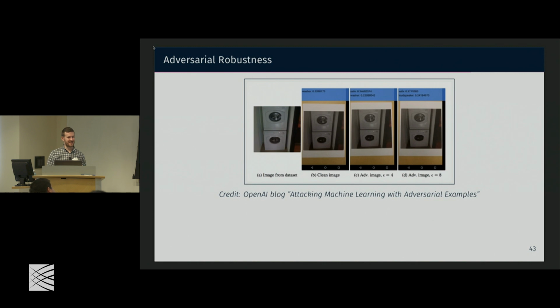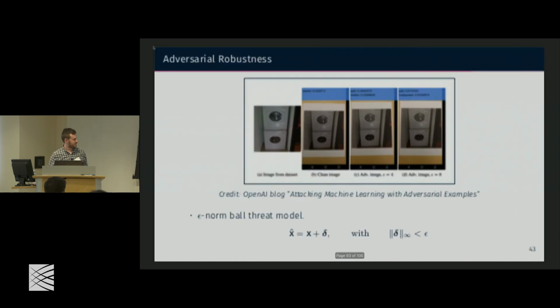OK, so we've already seen adversarial examples. I've just given a slightly different example to the one Roger gave, which I think is kind of fun. This is from an OpenAI blog titled Attacking Machine Learning with Adversarial Examples. Here they take an image of a dishwasher, apply some adversarial perturbation to it, print it, take a photo of it on their phone, and then show that the adversarial perturbation still persists across this noisy real-world printing process. So this emphasizes that there is still something deep and interesting going on here.